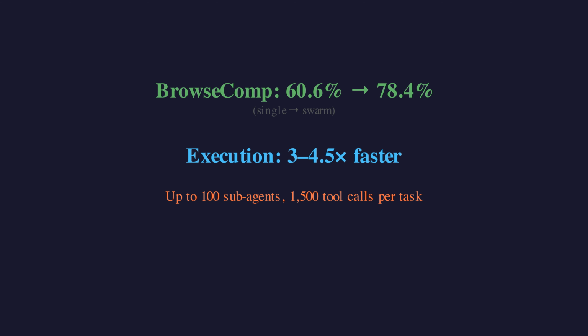The training framework behind this is called PARL, which stands for Parallel Agent Reinforcement Learning. The clever design is that only the orchestrator is trainable, while the sub-agents are frozen checkpoints. This decoupling solves the credit assignment problem and eliminates the training instability you'd get from trying to train everything together.